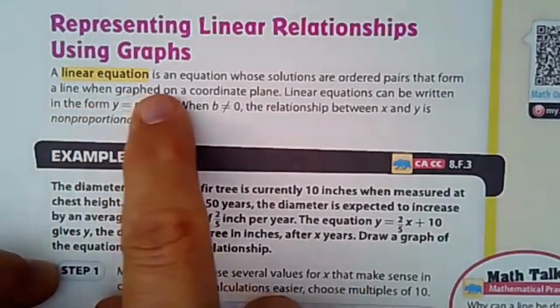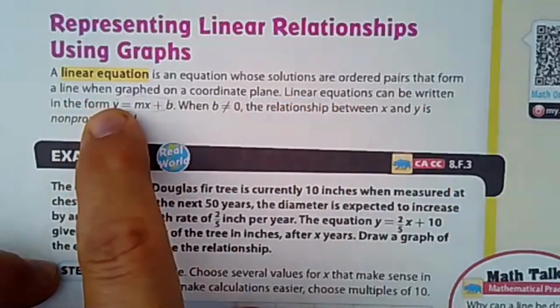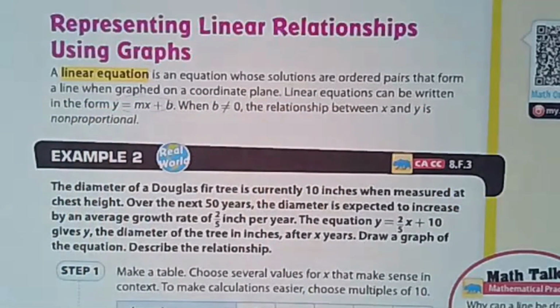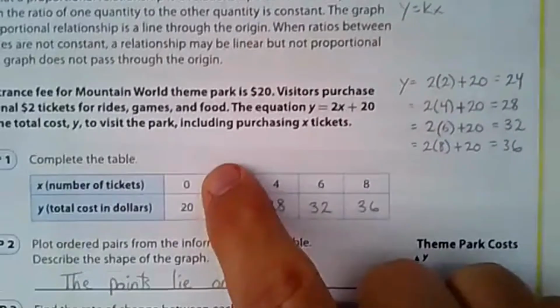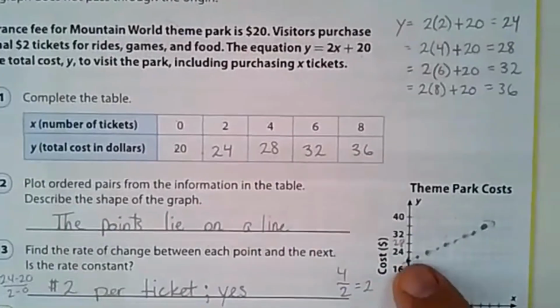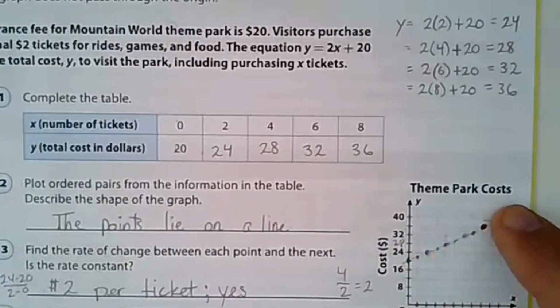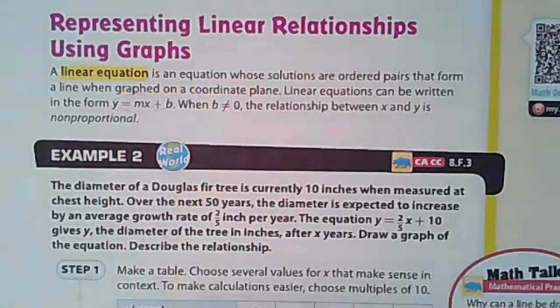A linear equation is an equation whose solutions are ordered pairs that form a line when graphed on the coordinate plane. And that's what this was here. This was a linear equation because when I graphed the ordered pairs, these are the ordered pairs, when I graphed them on this line, it made a straight line. That's what a linear equation is. That's what this statement is saying here.